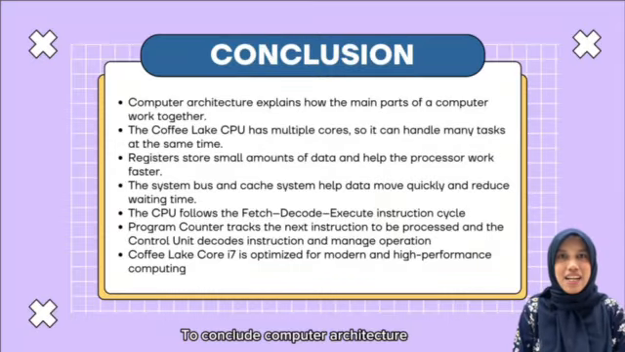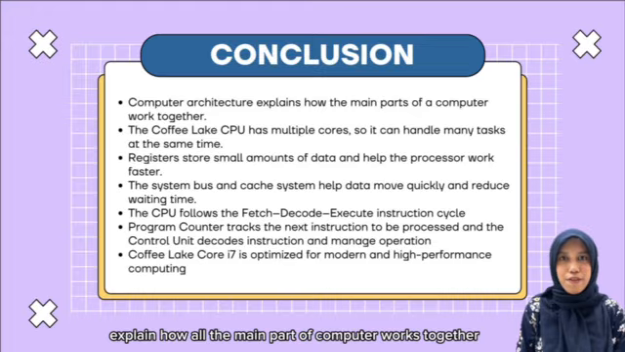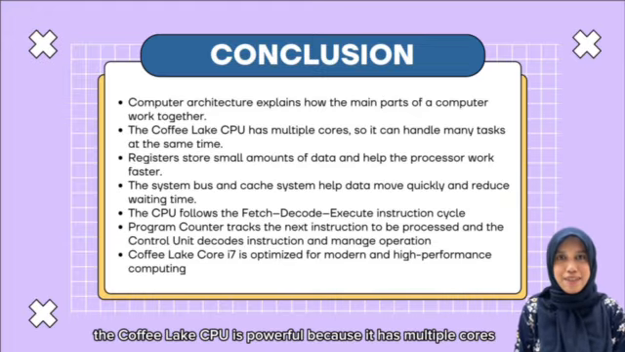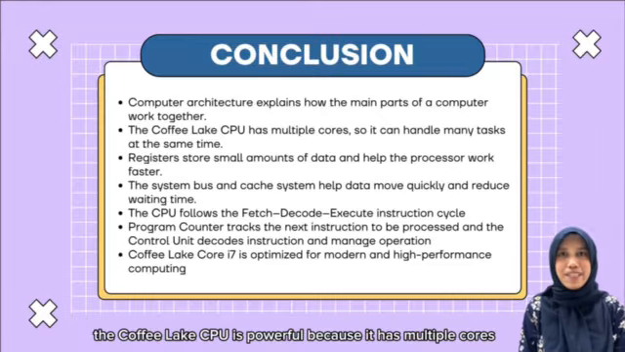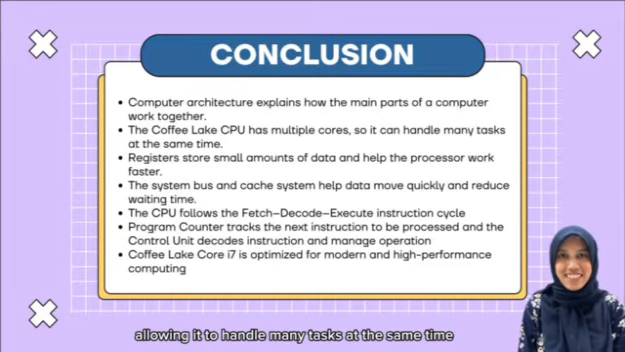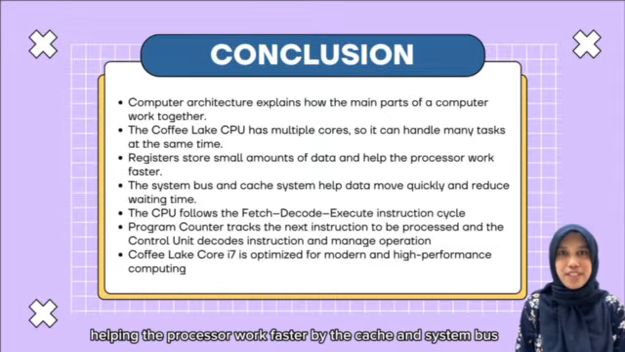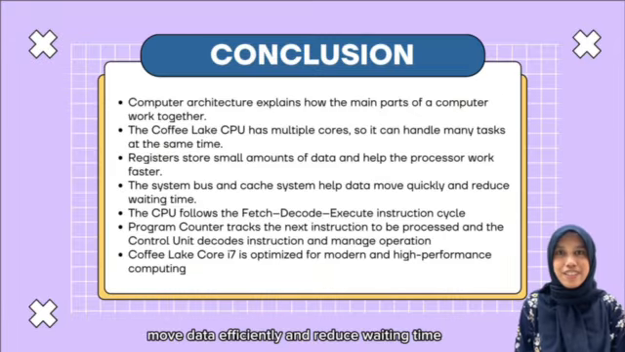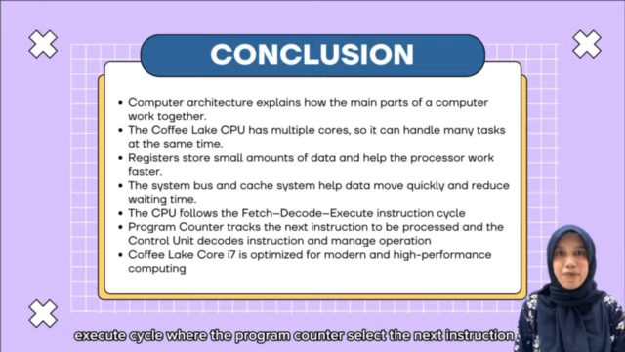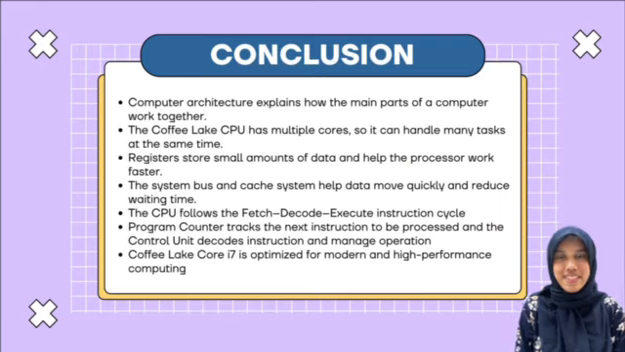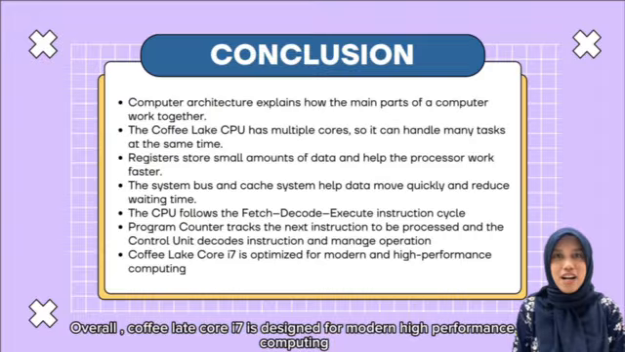To conclude, computer architecture explains how all the main parts of a computer work together. The Coffee Lake CPU is powerful because it has multiple cores, allowing it to handle many tasks at the same time. Registers store small but important data, helping the processor work faster, while the cache and system bus move data efficiently and reduce waiting time. The CPU follows the fetch, decode, execute cycle, where the program counter selects the next instruction and the control unit manages the operations. Overall, Coffee Lake Core i7 is designed for modern high-performance computing.